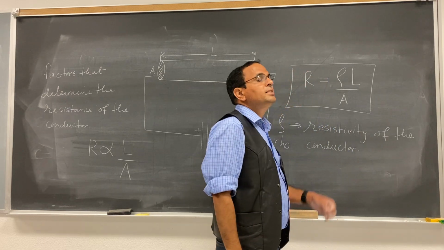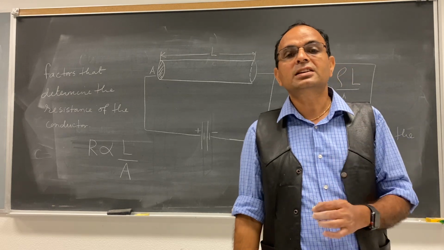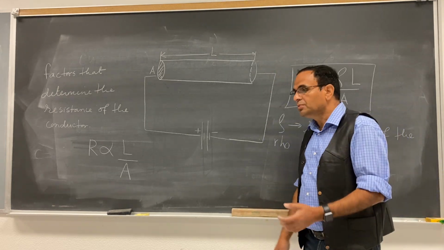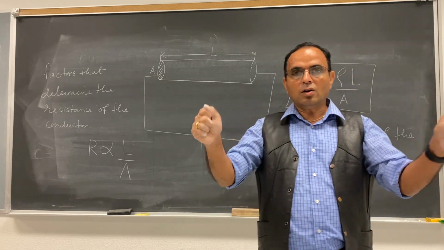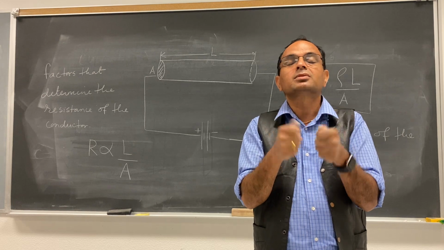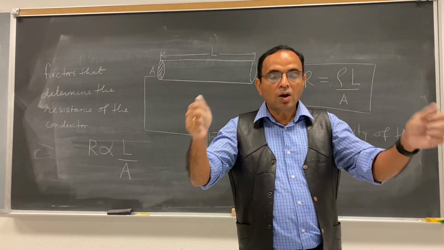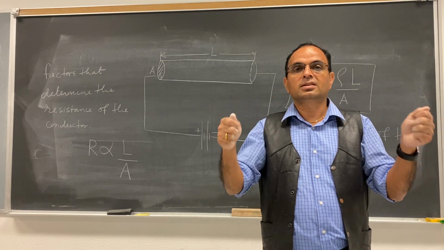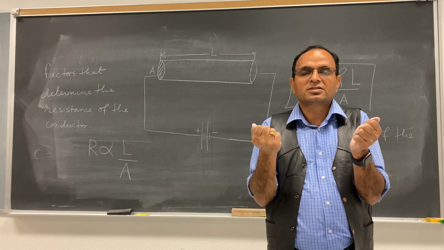And resistivity depends on the material's characteristic property. Resistance: if you have a long copper wire, you have a bigger resistance. If you have a short copper wire, you have a smaller resistance. Or think of iron: a long iron wire has more resistance, and a short iron wire has smaller resistance.